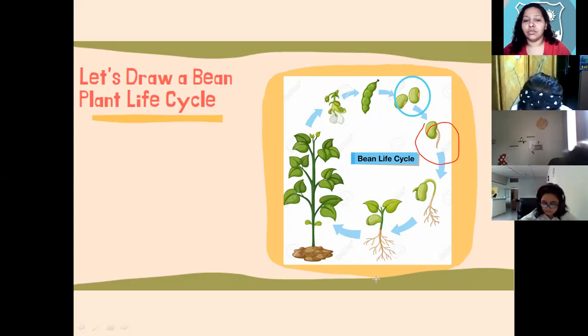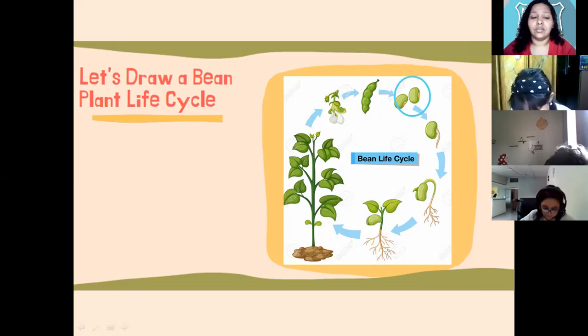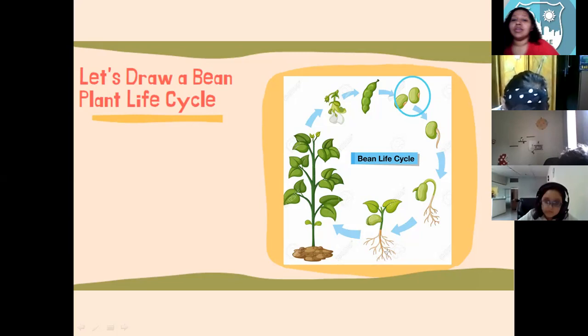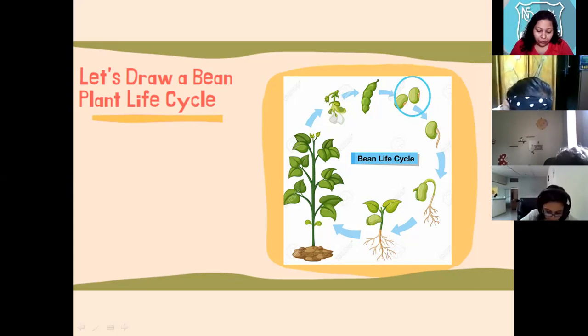And then the root became like this. You see? Yes. That's why it's very important that you have this bean life cycle. The bean life cycle. Yeah.